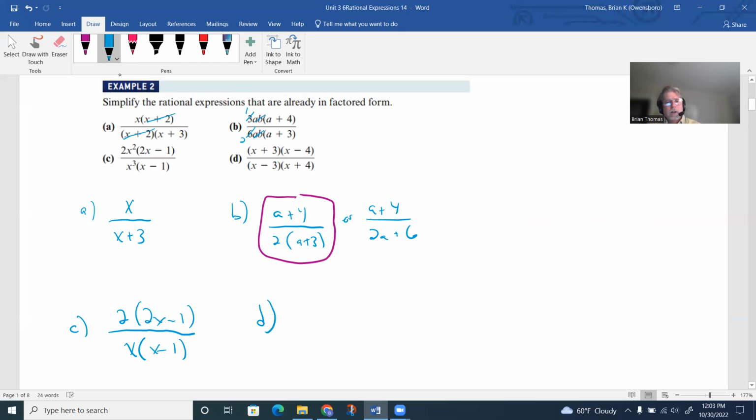In D, notice how there's an x plus 3, there's an x minus 3, there's an x minus 4, there's an x plus 4. They're all factored, but there's no like factors, if you will. So that would stay as is. So D would be considered reduced. It's already considered simplified. The only thing you can do is expand out the numerator and denominator.